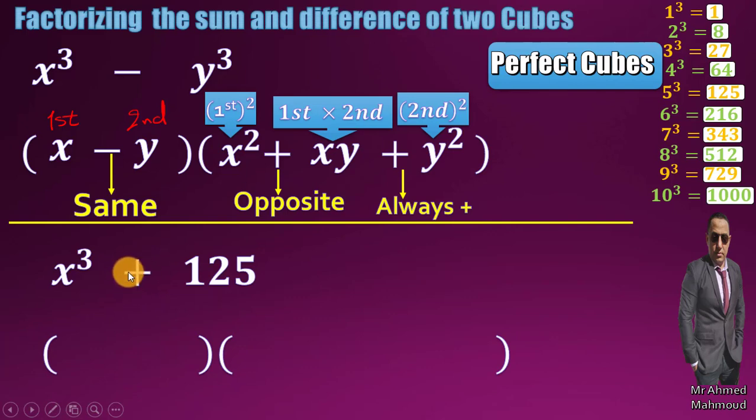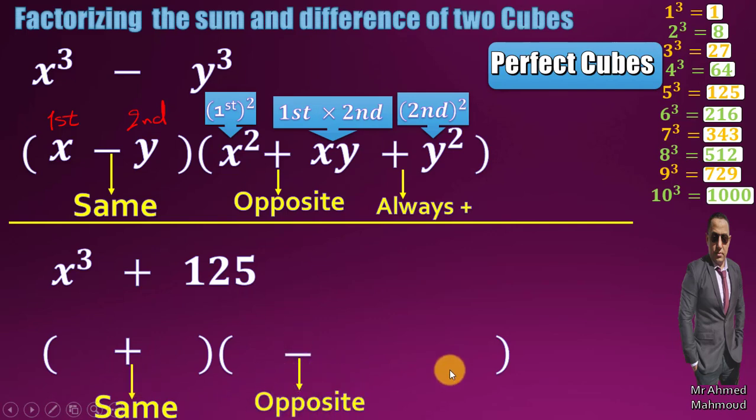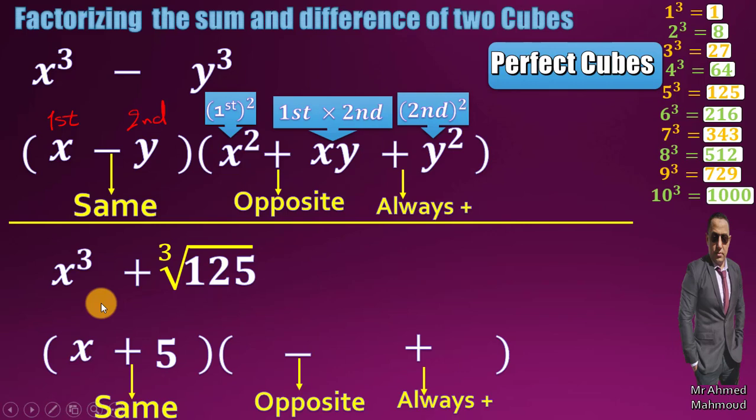Okay, the sign first. Here I'm going to drop down the original sign because this is the same as the original, and this is the opposite of the positive sign, which is negative. Here this is always positive, as I said before. Okay, now I'm going to take the cubic root of two terms. Cubic root x power of 3 equal x, cubic root 125 equals 5.